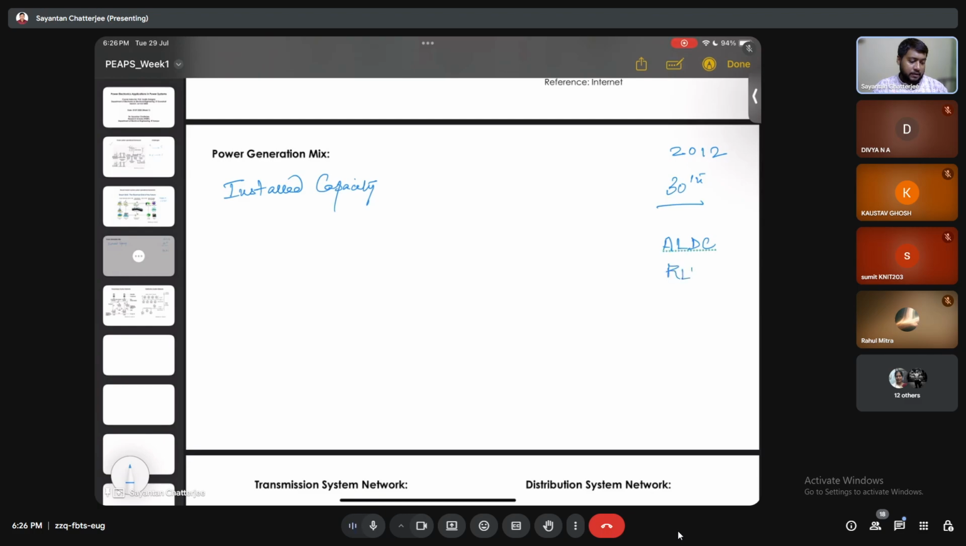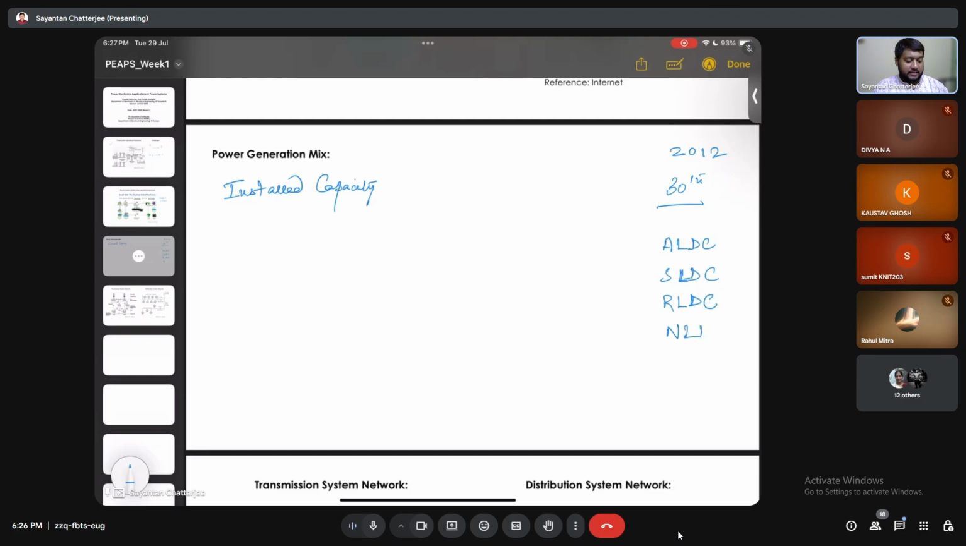RLDC is Regional Load Dispatch Center. This is the hierarchy. SLDC first, ALDC, then SLDC. Area is smaller areas within a state. Then comes the priority of SLDC, State Load Dispatch Center. Then comes the priority of RLDC. Priority wise these are on the higher side, smaller to larger in size.